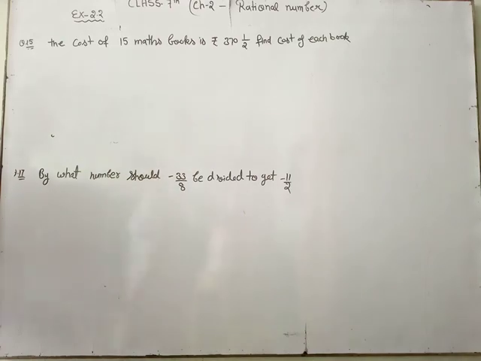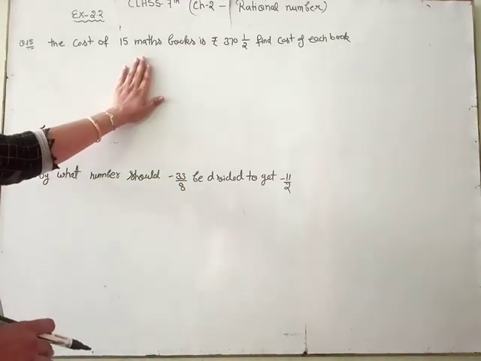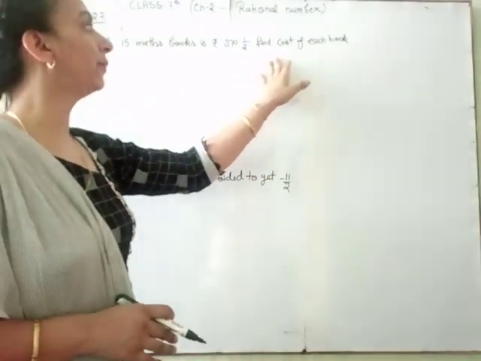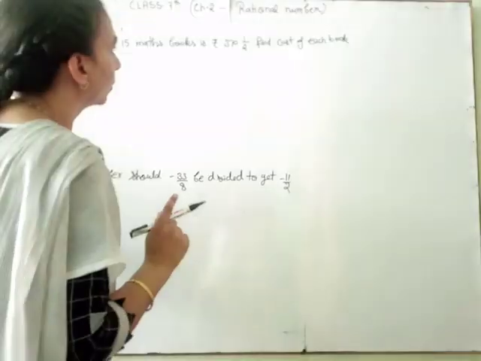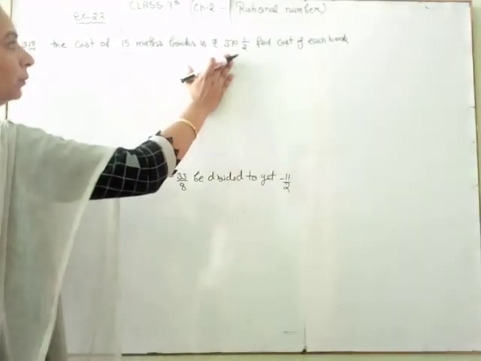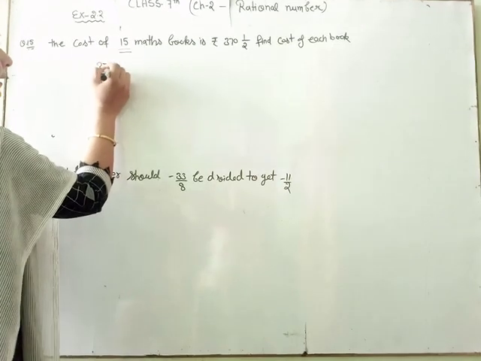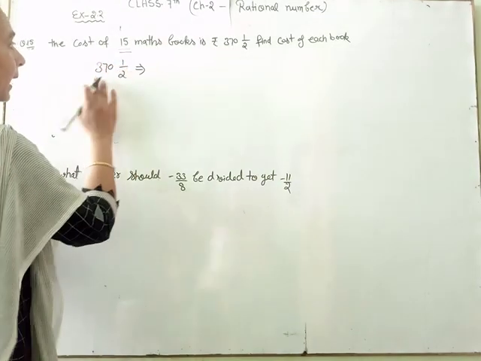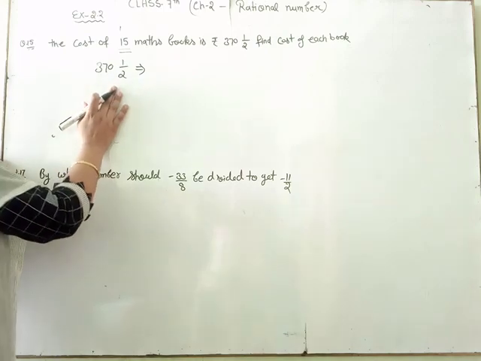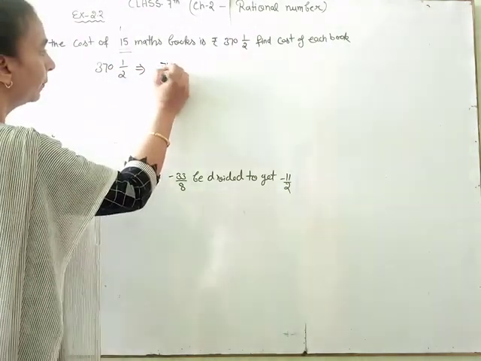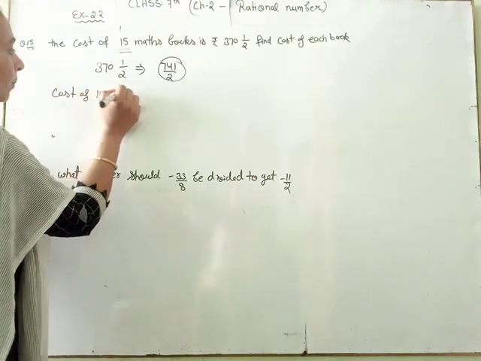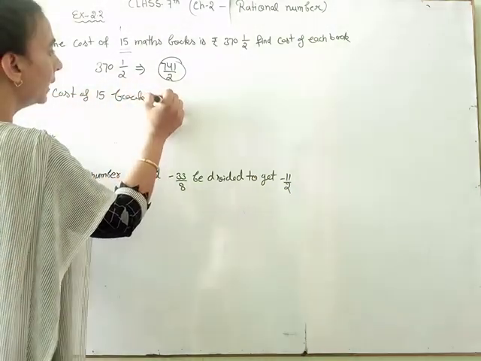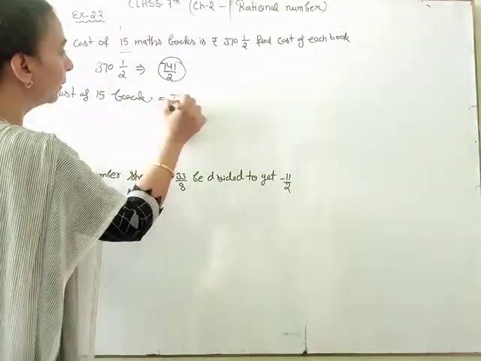Next question number 15. The cost of 15 maths books is this many rupees. Find the cost of each book. This is the cost of 15 books. We find the cost of one book, that is each book. Okay, the cost of 15 books, first we take this in simple form. This implies 740 and 1, 741/2. Okay, the cost of 15 books equals 741/2.